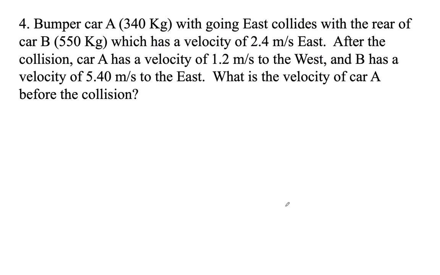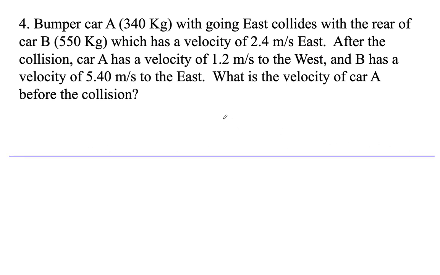Bumper car A, that's 340 kilograms going east, collides with the rear of car B, which has a velocity a little bit, must be going slower. 2.4 meters per second east. Okay, so let's draw a picture here.